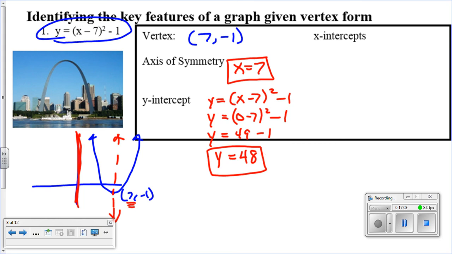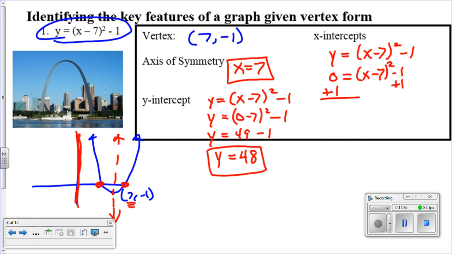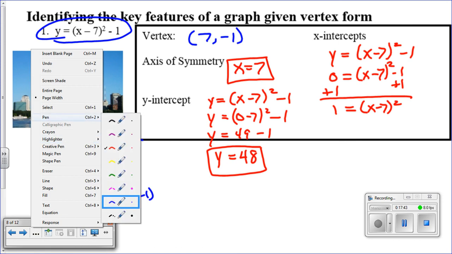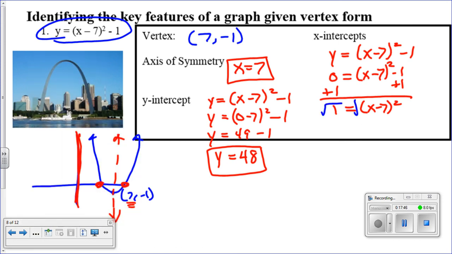Your x-intercepts would be here and here. And what's true on the x-axis is that y is 0. So I'm going to take my equation again and I'm going to put 0 in for y. Now, if you wanted to, you could rewrite this in standard form and try and factor it. I wouldn't, because there's something very special about the way this is written. I can actually bring the 1 over, and I have 1 is equal to x minus 7 binomial squared. And the opposite of squaring is actually square root. So I'm going to take the square root of both sides.